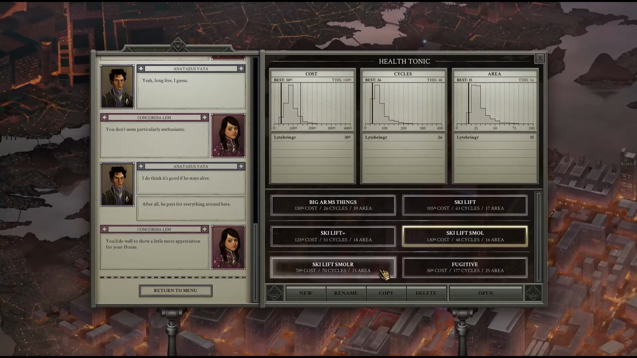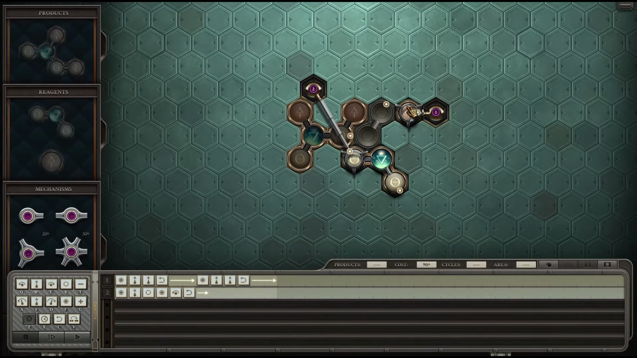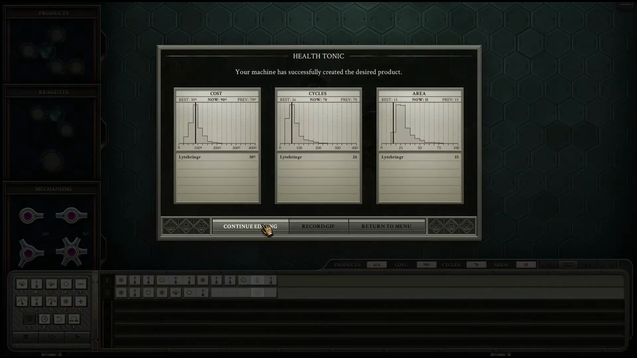And so we move on to ski lift smaller, which is one smaller. Slower than all of the ones before it, but cheaper and smaller. And all we did was move the two pistons into a better alignment. And with this better alignment, you use up less space. You don't use this space over here. This hex is already being used, so having the arm over it doesn't matter.